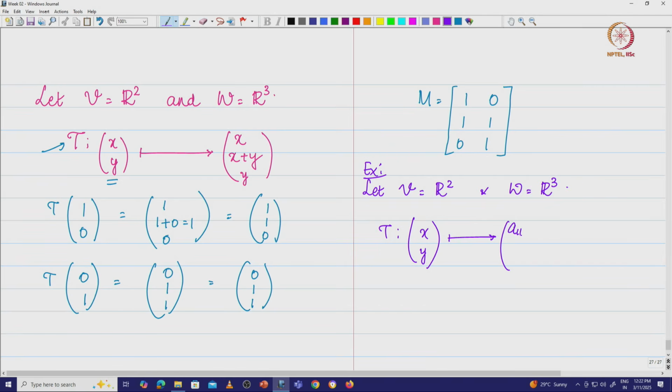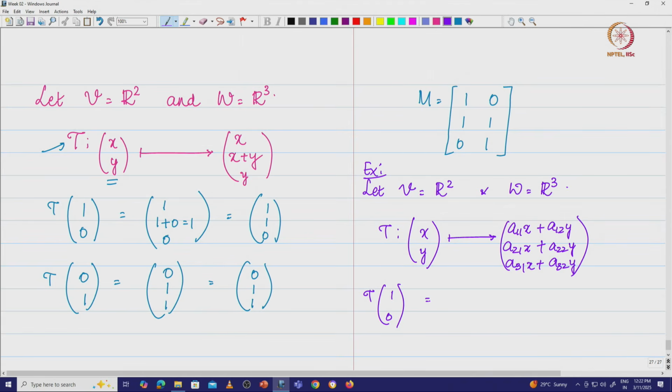A11 x plus A12 y, A21 x plus A22 y, A31 x plus A32 y. So, what am I going to get? I will check what it is going to do to my basis vector, the standard basis vector.